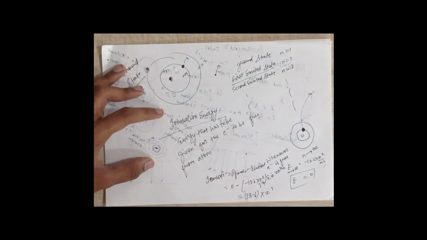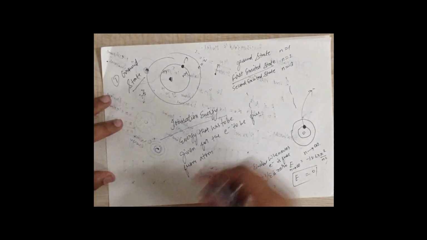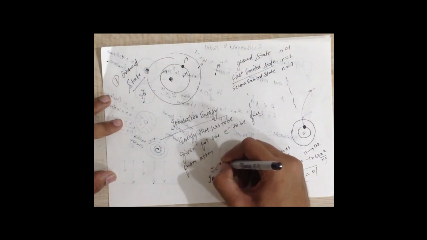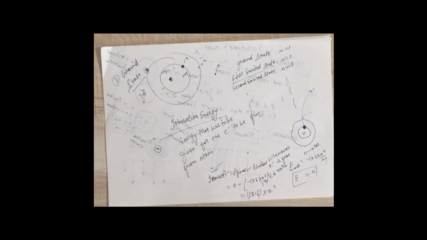Now excitation energy is the energy required for the electron to jump from any particular orbit to another particular orbit. This is known as the excitation energy. And binding energy or separation energy is defined as this ionization energy, which is the energy that has to be given to the atom for its electron to be free.